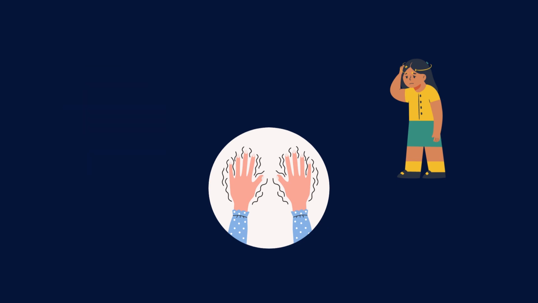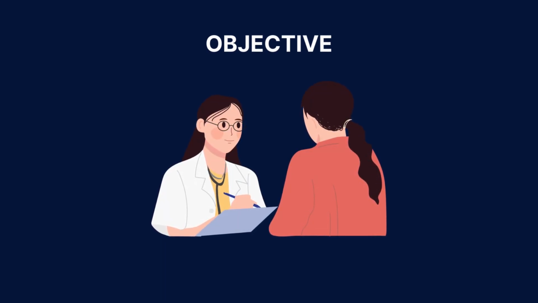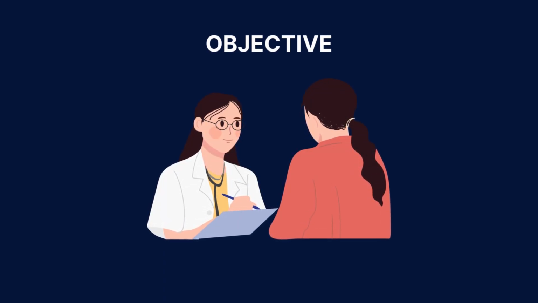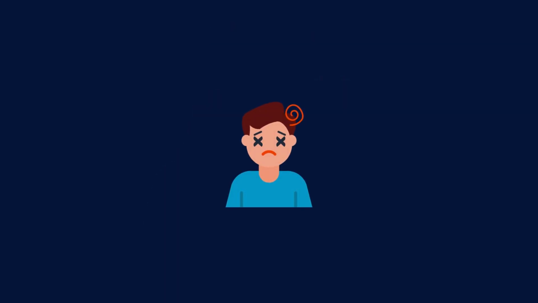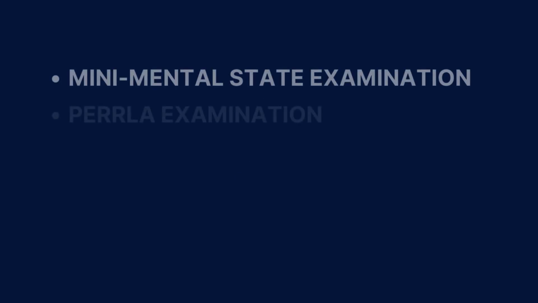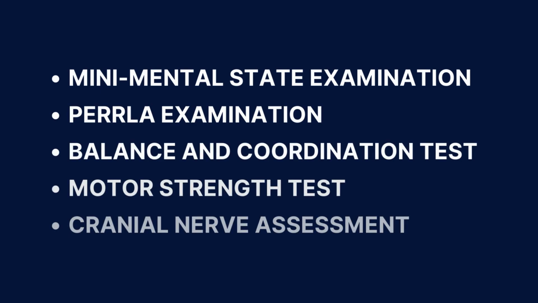Once they're done with the subjective part, the nurse will proceed with the objective part. For this part of the assessment, they will perform a series of inspections, auscultations, and palpations on the patient. Nurses will check on the patient's orientation, level of consciousness, behavior, and more. They will also conduct a series of tests like the Mini-Mental State Examination, PERRLA assessment, a balance and coordination test, motor strength test, and even a cranial nerve assessment, to mention a few.